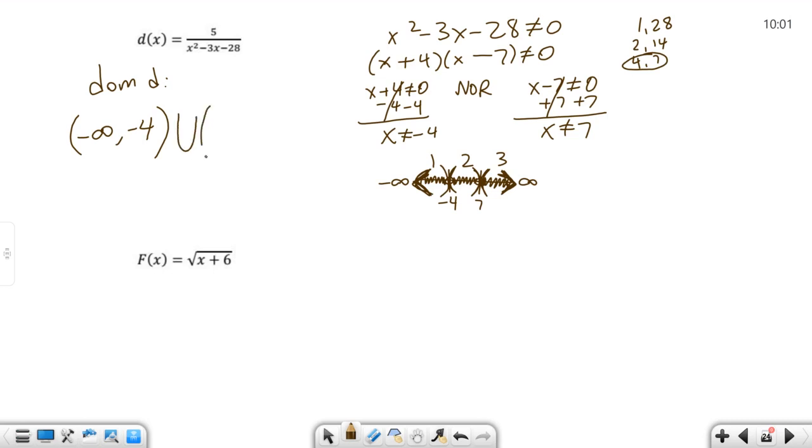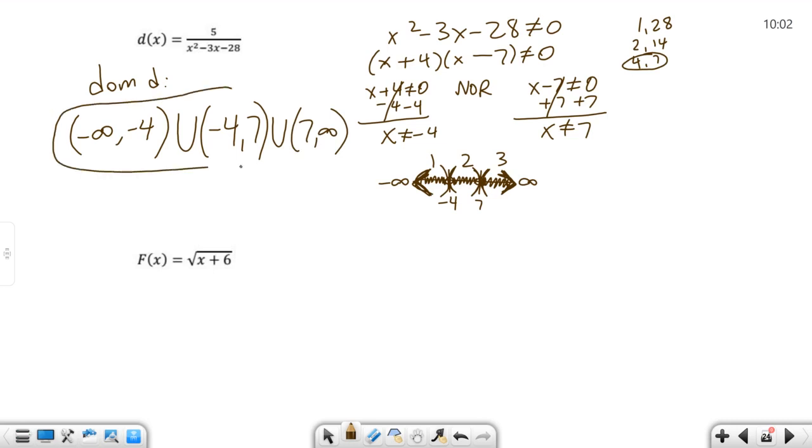Then we have a union. And we have negative 4 up to 7. And then union 7 up to infinity. I almost didn't leave myself enough room. So that is my interval notation. Okay? That's my interval notation. And let me say a couple things about this.